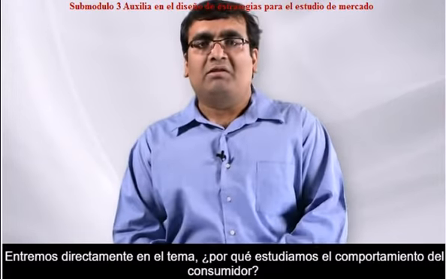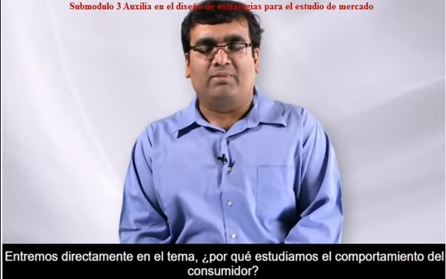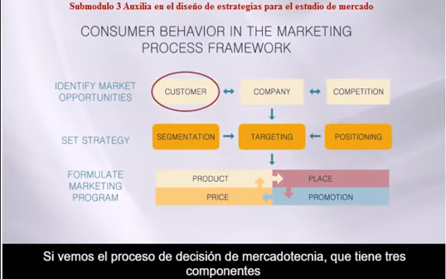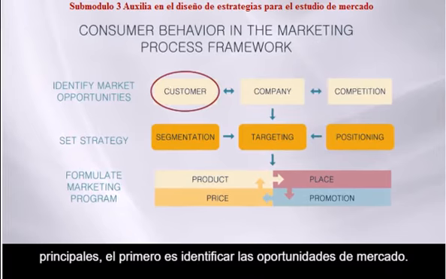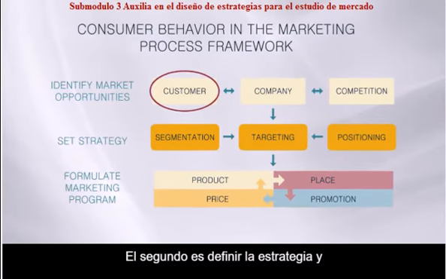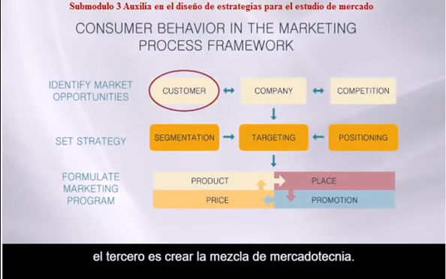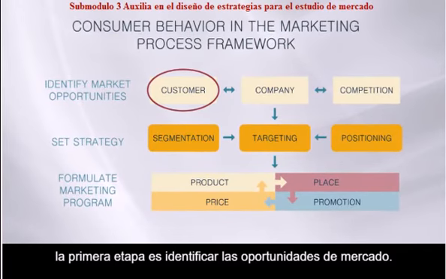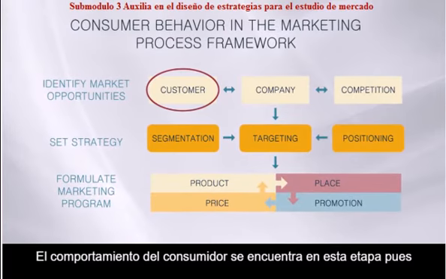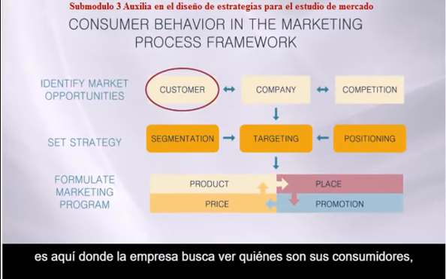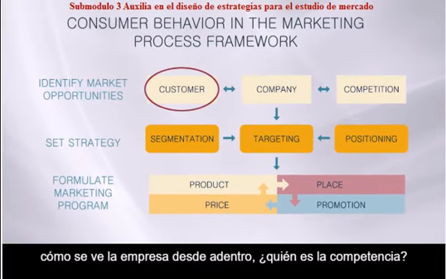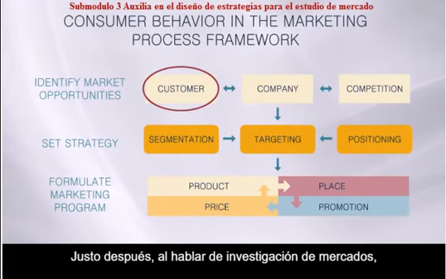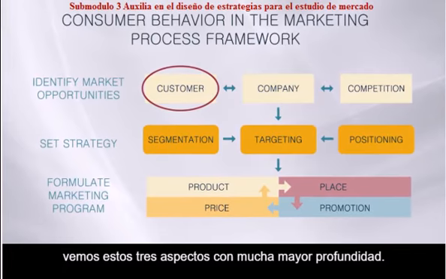So let us just dig immediately into why we study even consumer behavior. If we look at the marketing decision process, which has mainly three components: first is identifying the market opportunities, second one is setting the strategy, and the third one is setting the marketing mix. If you look at these three steps, the first step, identifying marketing opportunities, is where consumer behavior immediately comes in, because this is where the company tries to look at who your customers are, what the company internally looks like, and what the competition is. Immediately afterwards, the marketing research part looks into these three aspects much more deeply.